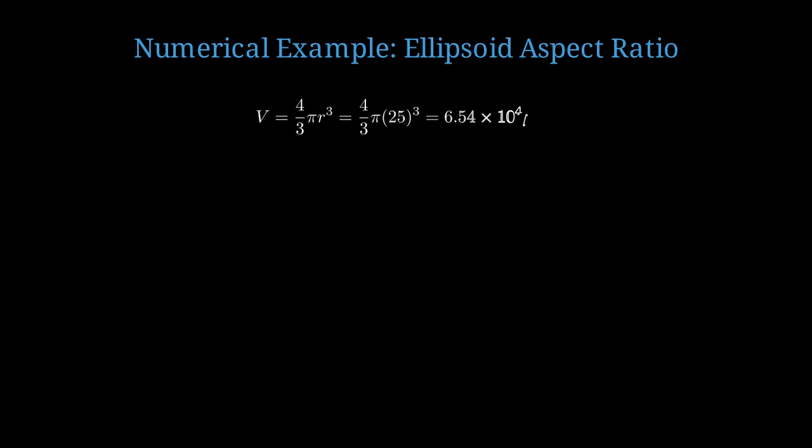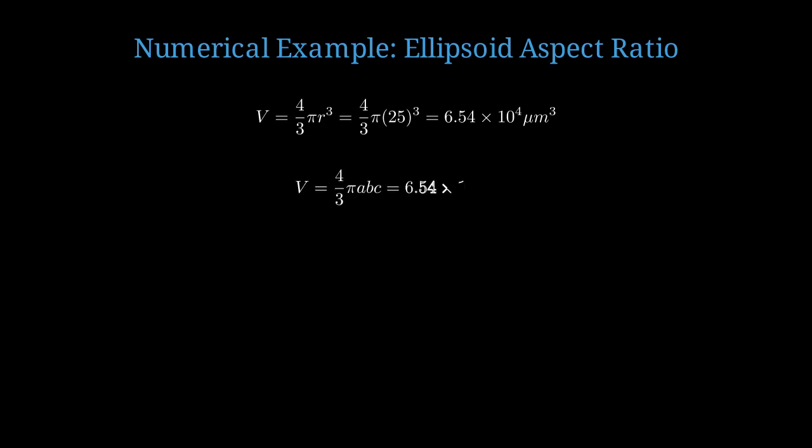Let's calculate what happens when we deform a spherical droplet into an ellipsoid. Starting with a 50 micrometer diameter sphere, we stretch it to 100 micrometers long. The original sphere volume is 4/3 pi times 25 cubed, which equals 6.54 times 10 to the 4th cubic micrometers. This volume must be conserved.